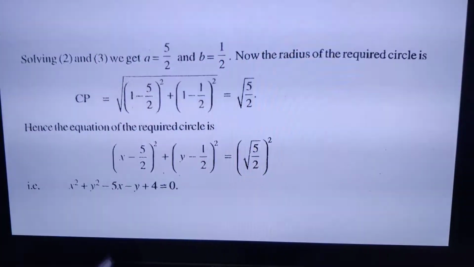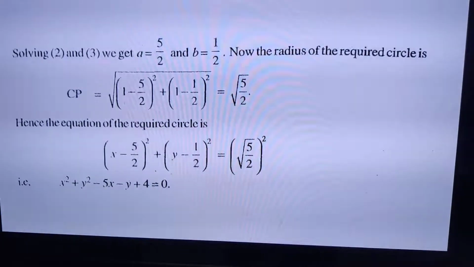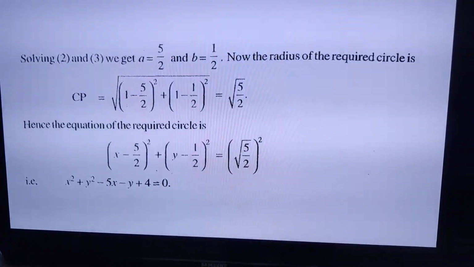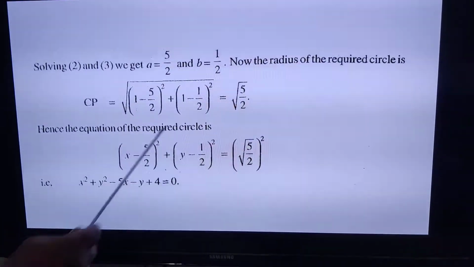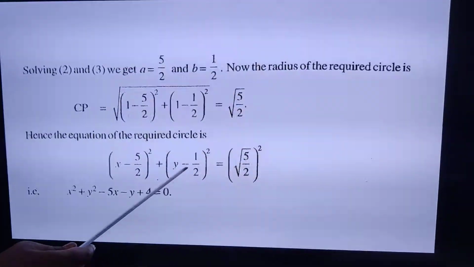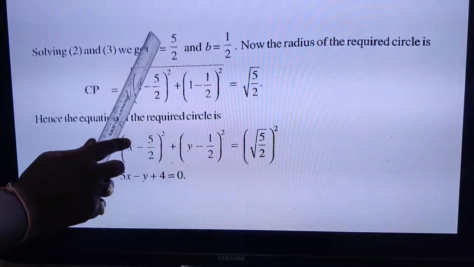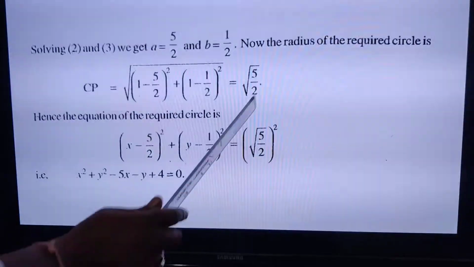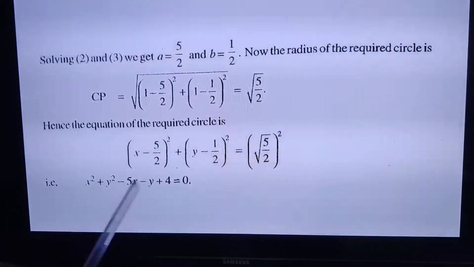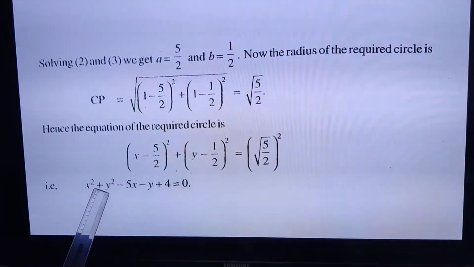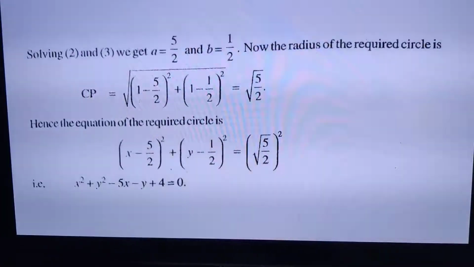If the center of the circle is (h, k) and the radius r is known, the equation of the required circle is (x minus h) whole square plus (y minus k) whole square is equal to r square. Here (h, k) is equal to (a, b), the center of the circle, and the radius is root 5 by 2. After expanding all these things and simplifying, we get this equation: x square plus y square minus 5x minus y plus 4 is equal to 0.